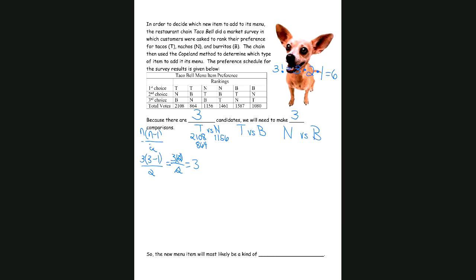Let's see, where are we at now? Here, again, nachos is above tacos, so nachos is going to get the 1461 votes. Tacos is above nachos in this case, so tacos gets the 1587 votes.